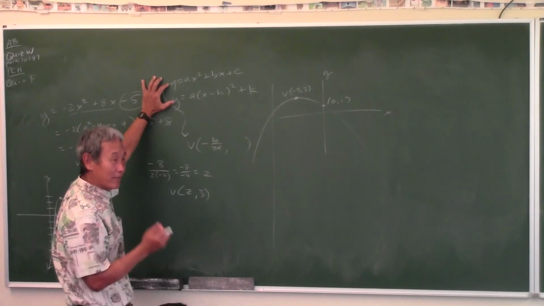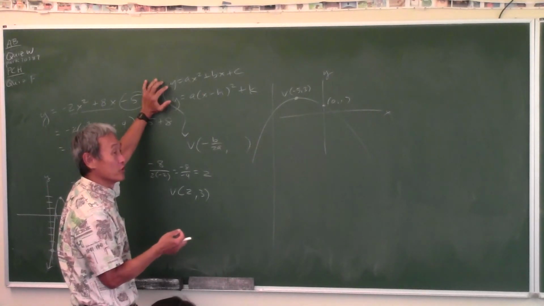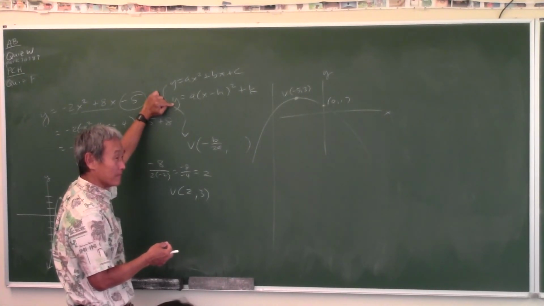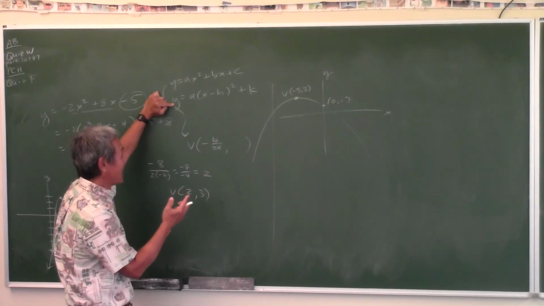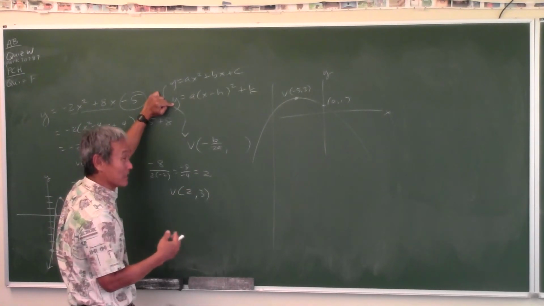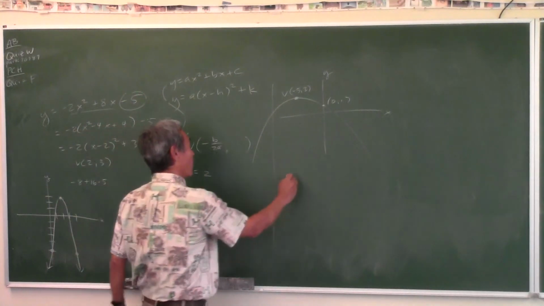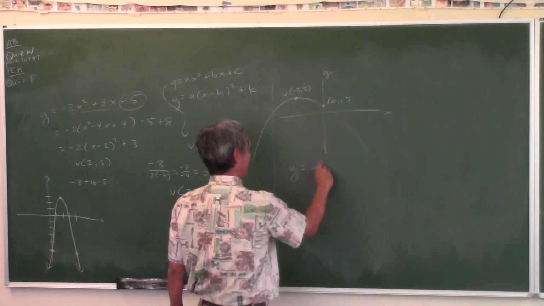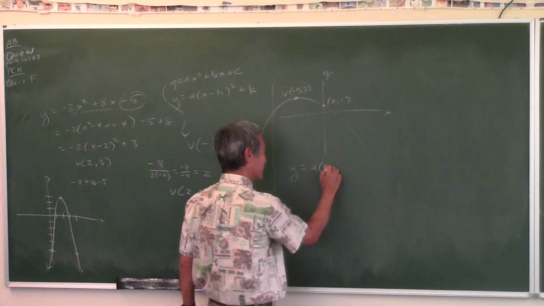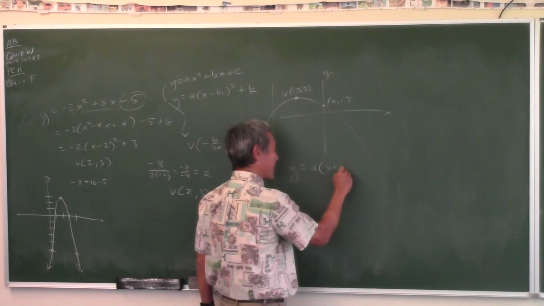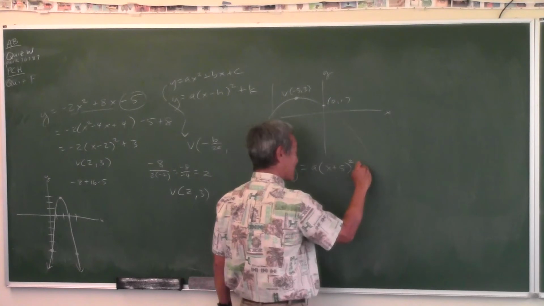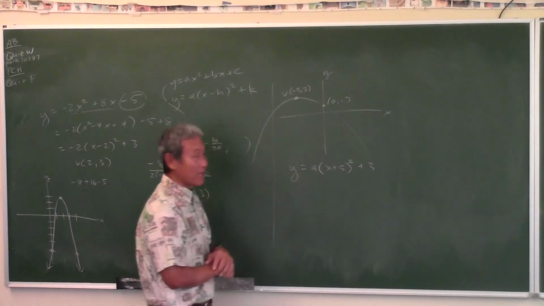The second one. If you know the vertex, you should use vertex form. Do we know the vertex? Yes. In fact, in all of tonight's homework problems, I think you're gonna know the vertex. So, use the vertex form. y equals a, here's the vertex, so what do I write? (x + 5) squared plus 3. The only thing I don't know is a.